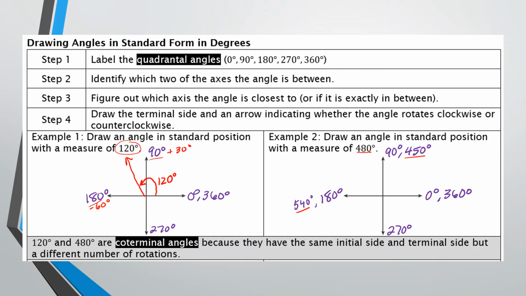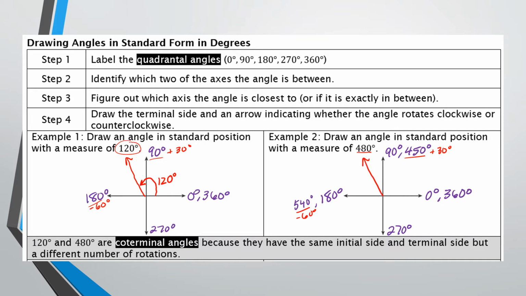Now we have to figure out where it's closer. So we're going to do the same thing where we figure out how far away it is. If I subtract 480 minus 450, it tells me that if I added 30 degrees, that would get me to 480. And then similarly, I'm going to take 540 and subtract 480, and it tells me that it's 60 away. So again, it's closer to the 450 degree angle. So I'm going to draw it to look like this.